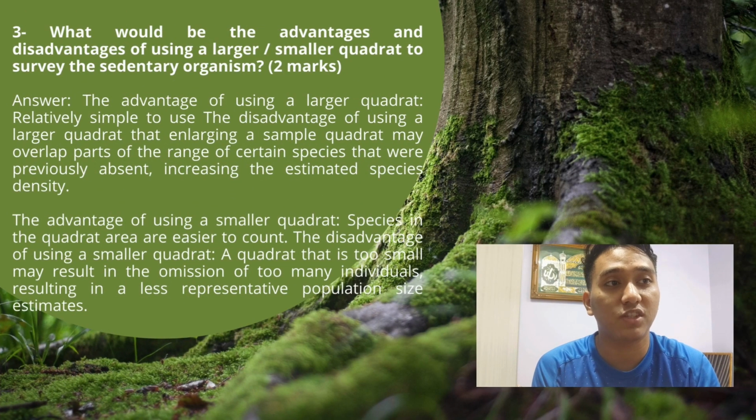The answer for question 3: the advantage of using a large quadrant is that it is relatively simple to use. The disadvantage of using a large quadrant is that enlarging a sample quadrant may overlap parts of the range of certain species that were previously absent, increasing the estimated species density. The advantage of using a smaller quadrant is that species in the quadrant area are easier to count. The disadvantage of using a smaller quadrant is that a quadrant that is too small may result in omission of too many individuals, resulting in a less representative population size estimate.